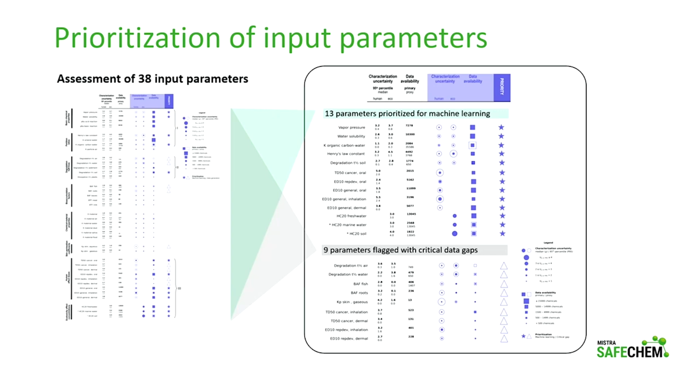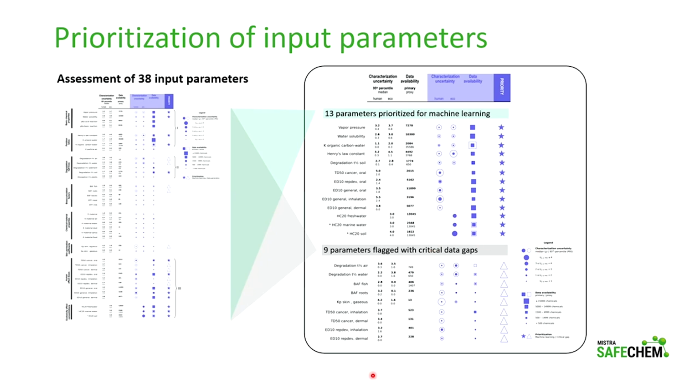So first we will look at the prioritization of the input parameters. You can see on the left the overall list of all the parameters we assessed, but we are zooming in a little bit on the two important groups. First of all, 13 parameters that were actually prioritized for machine learning. And in this column, you can see the visual representation of the characterization uncertainty. So how relevant is the parameter for obtaining robust results? And then secondly, the data availability. And obviously a larger symbol means more relevant or more data available. And when we cut off at a certain threshold, we prioritize parameters.